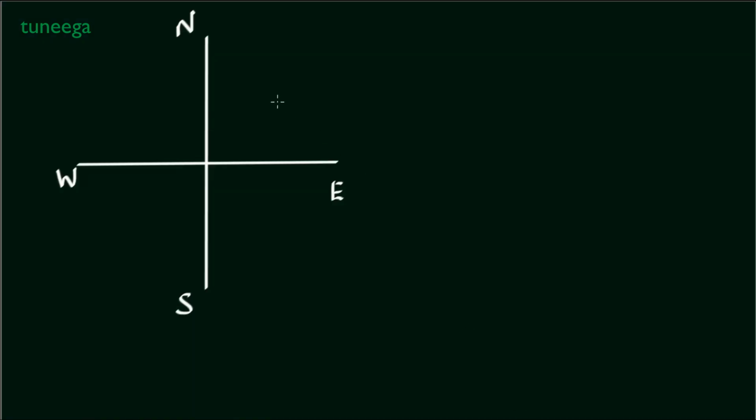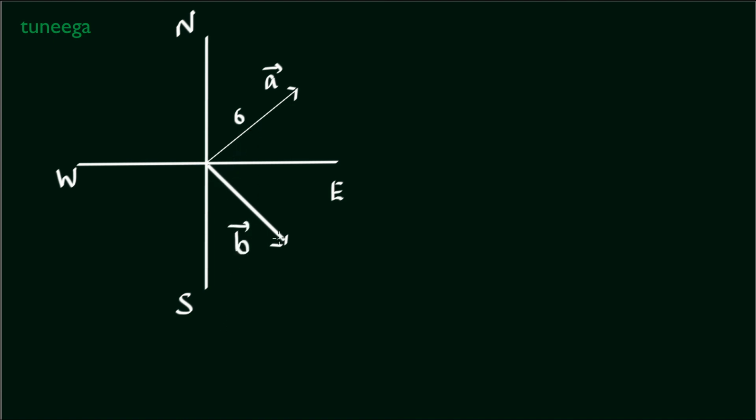Vector A is given as 6 meters northeast, exactly at 45 degrees. That is, vector A is 6 meters northeast. So this is vector A. And vector B is given as 6 meters southeast. So let's draw that. 6 meters southeast. So this is vector B.